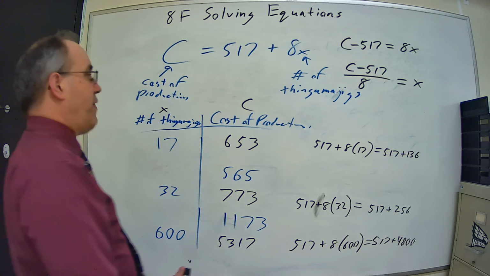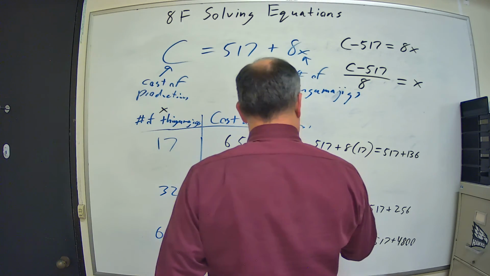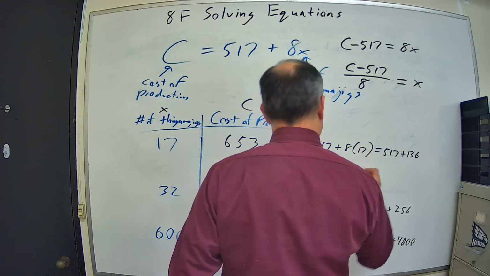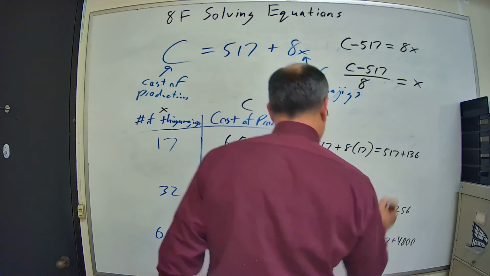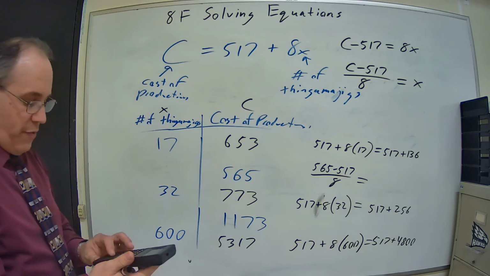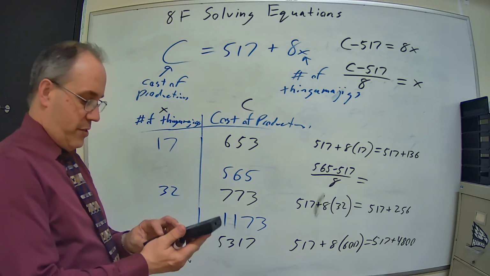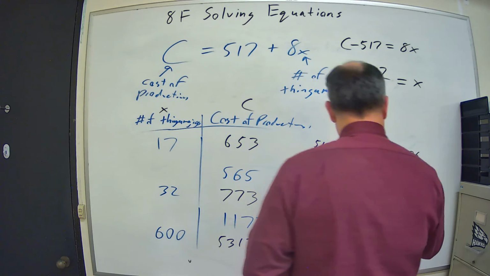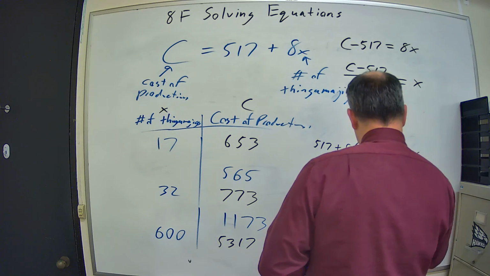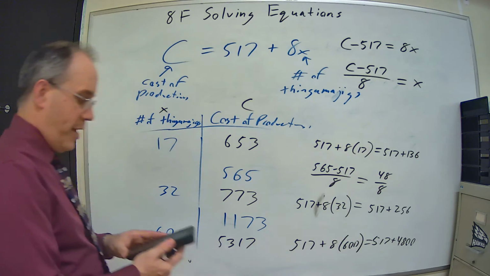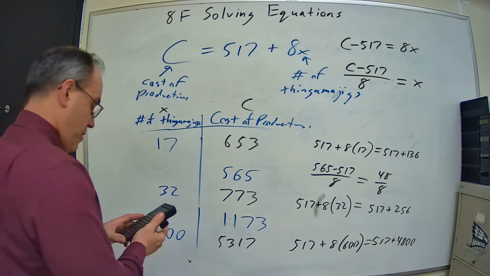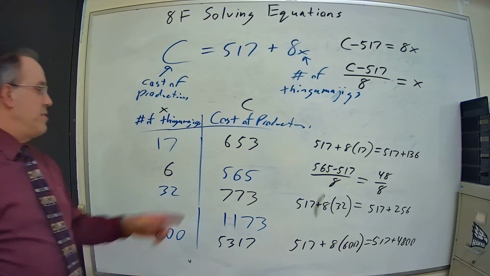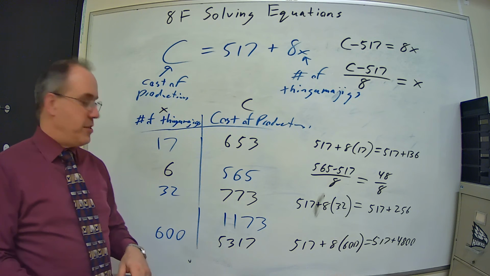So in this one I have 565 for the cost, so 565 minus 517, divided by 8. 565 minus 517 gives us 48, divided by 8. 48 divided by 8 is 6. So we produced 6 thingamajigs to have a production cost of 565.